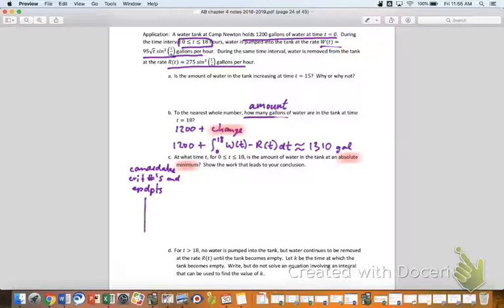Okay, so then my candidates would be times, and my outputs would be the amount. I'm just going to compare the amounts and see which one's lowest, essentially. Candidates that are endpoints are pretty easy: 0, 18. Not particularly difficult. What about critical points? How on earth could we find critical points?